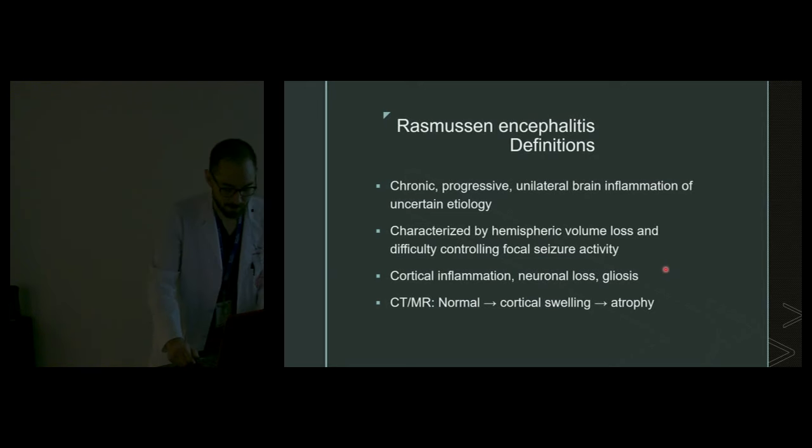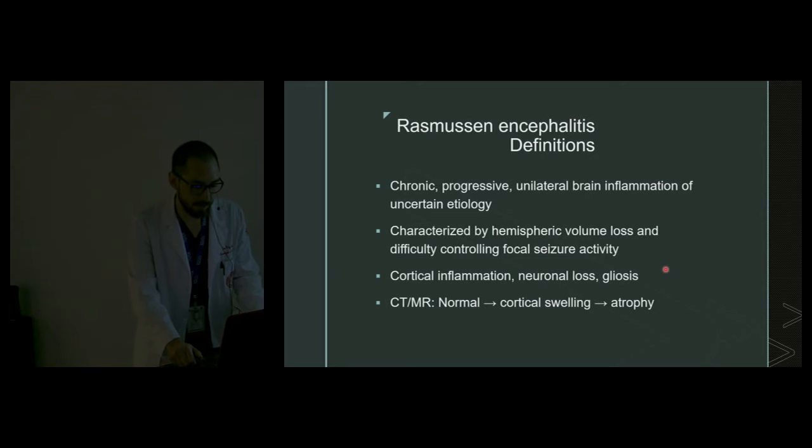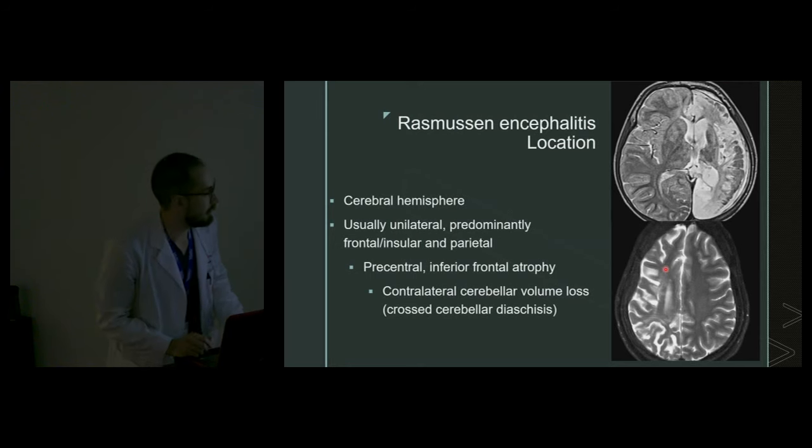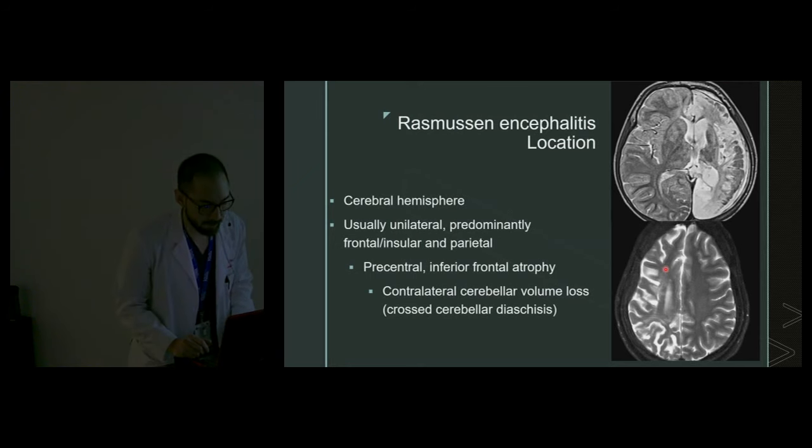On imaging, CT and MRI, we can see at first a normal CT or MR, then a cortical swelling, and then atrophy. The location of this disease is usually one cerebral hemisphere. It is usually unilateral, predominantly frontal, insular and parietal lobes.